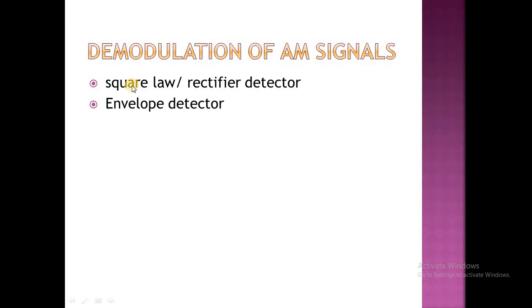So, modulation and demodulation. Demodulation is just the reverse process of the modulation. Demodulation of AM signal is done by a square law detector and the envelope detector. Square law detector uses the VCO, voltage controlled oscillator, and envelope detector uses the diode.